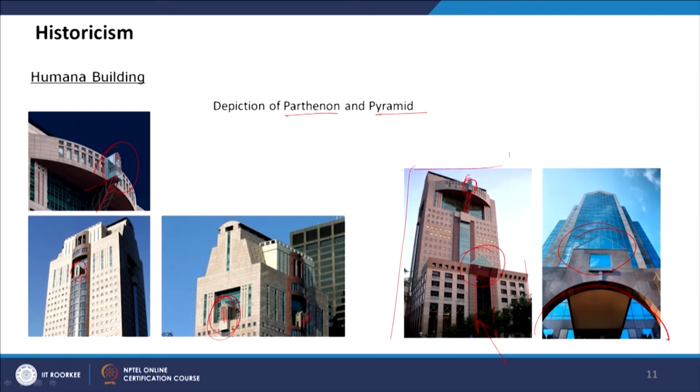On top of that there's a slant, which again looks like an entablature of some historic building, and on the other side, on the back, there is another pyramid. This is a different pyramid which is on the back. So this is another pyramid, which is on top of a Roman arch. So there's an eclectic mixture of historic depiction within the building.